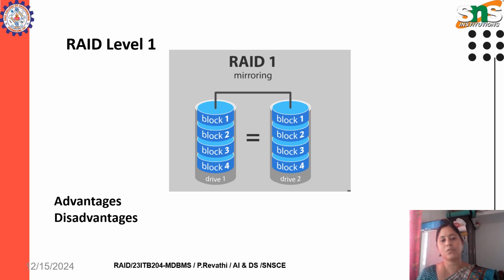Cons of RAID 1: low storage capacity. Due to data mirroring, only half of the total disk space is usable effectively, halving the storage capacity. Potential write performance impact. Writing data to both mirror devices can slightly slow down write operations compared to a single drive.